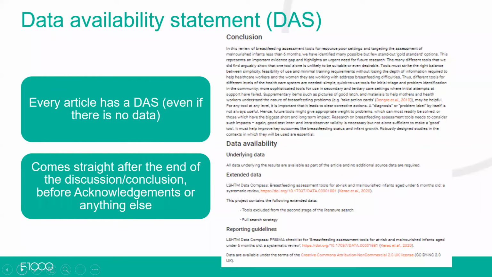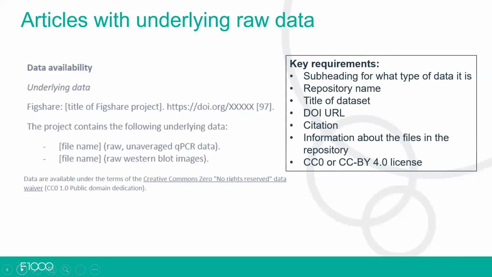And some of the examples are also there, so I'll just show you. Now, this is an example with underlying raw data. So how will you mention that? So you have the Figshare title, your DOI. The project contains following underlying data. So what is the file name?